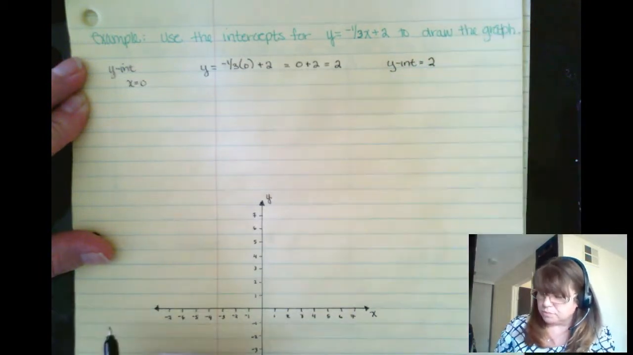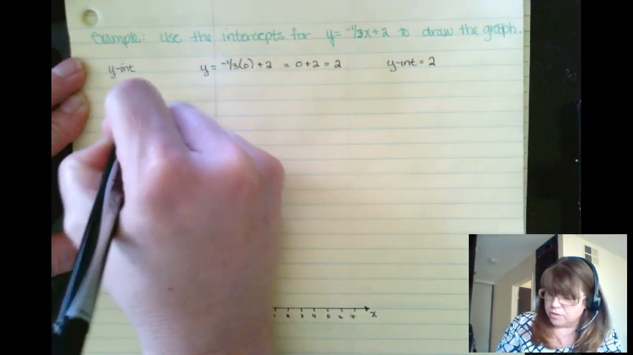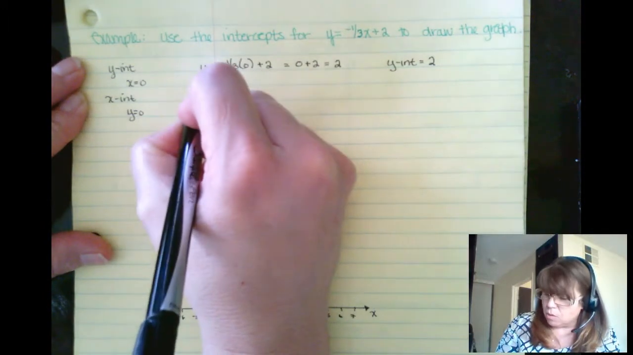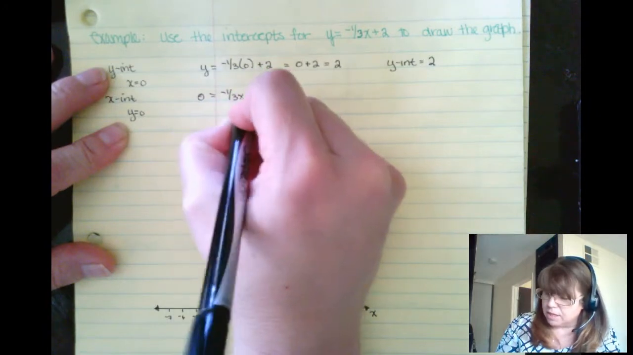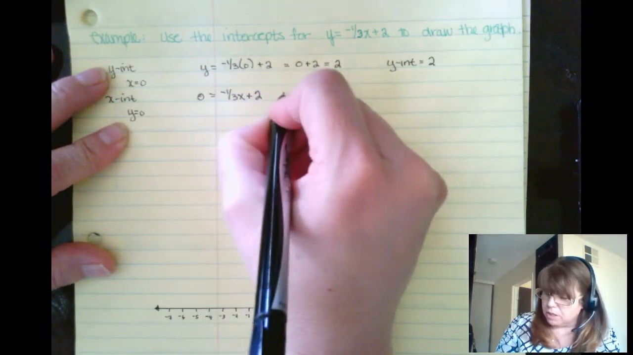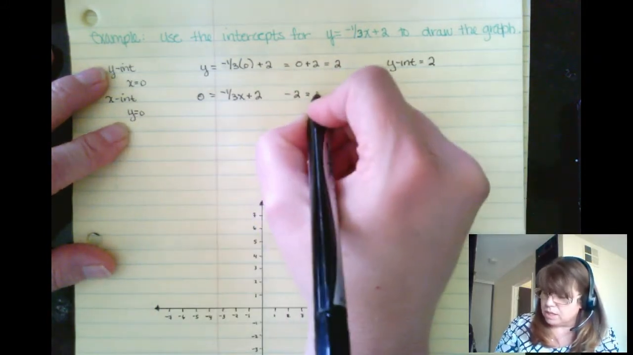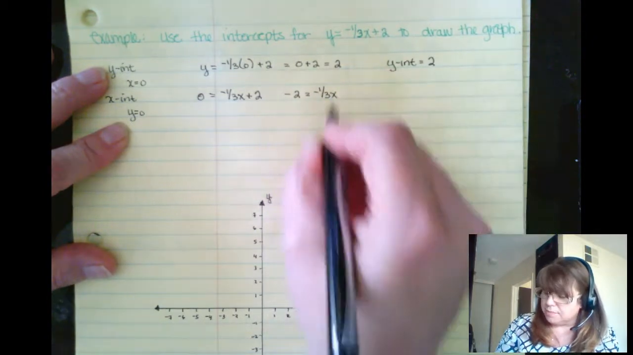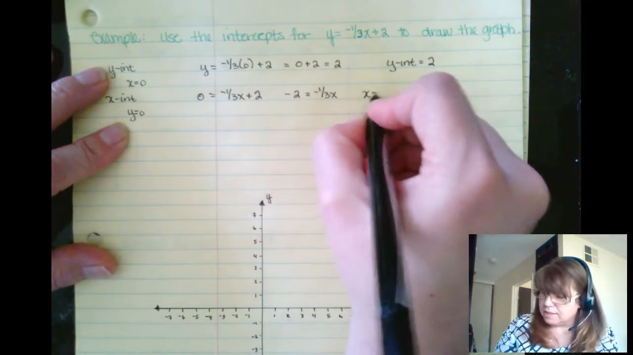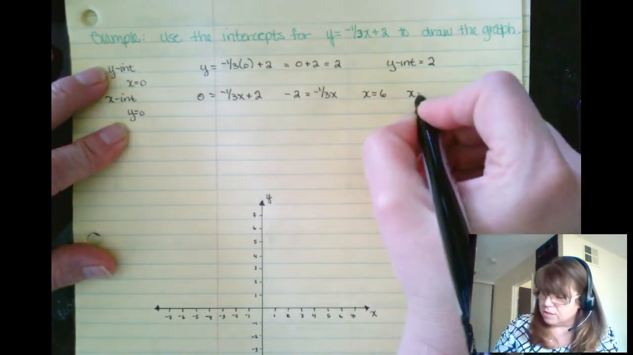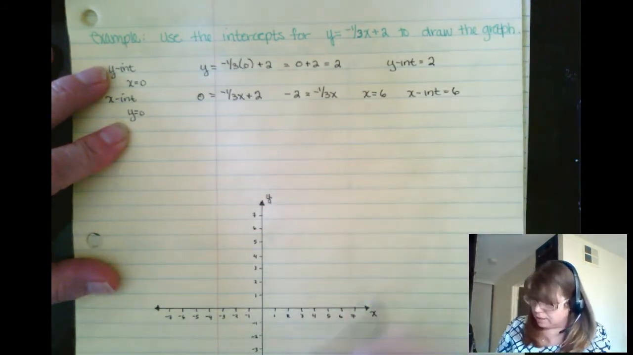Now the x-intercept is when y equals 0. So wherever we see a y, we're going to plug in 0: 0 equals -1/3 x plus 2. Moving the 2 to the other side, that would be -2 equals -1/3 x. Multiplying by the reciprocal, which is -3 on both sides, x equals 6, so the x-intercept equals 6. Let's plot it.